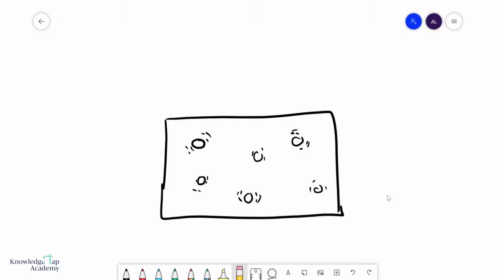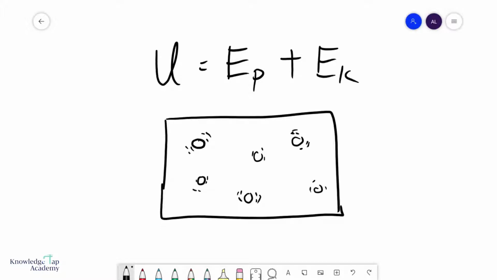So, the internal energy of a substance, which we will call U, is the sum of what we call the microscopic potential energies, EP, plus the microscopic kinetic energies of all the particles in the object of interest. So suppose this is my object, a box of gas.